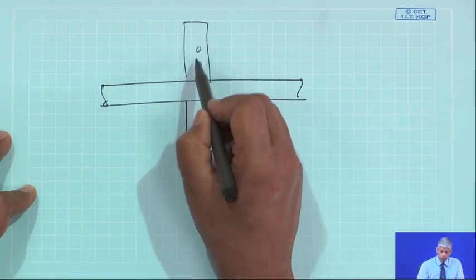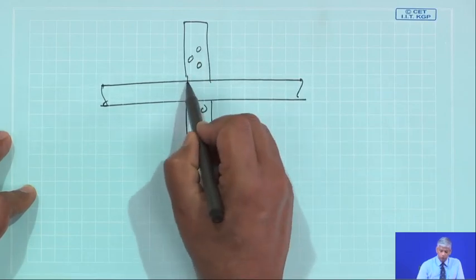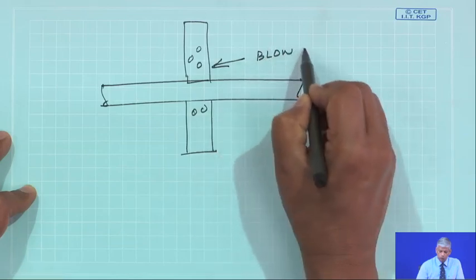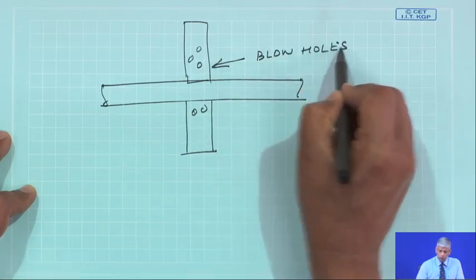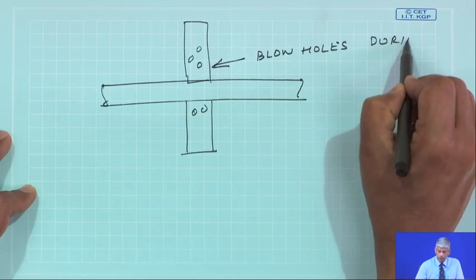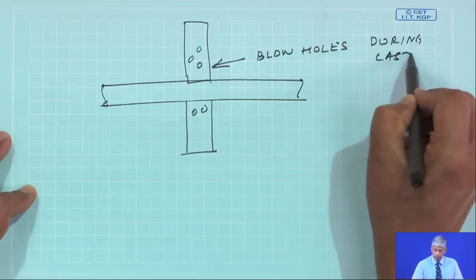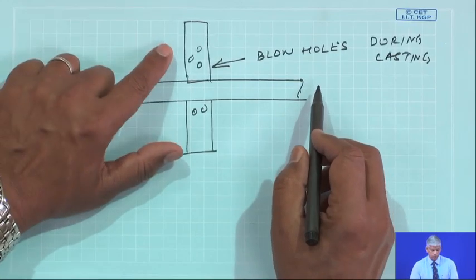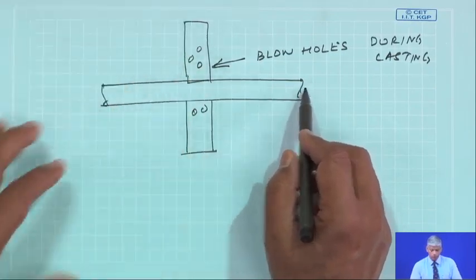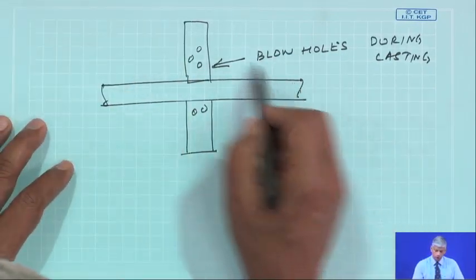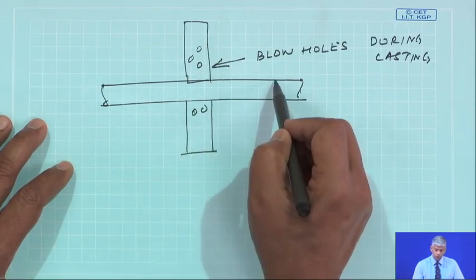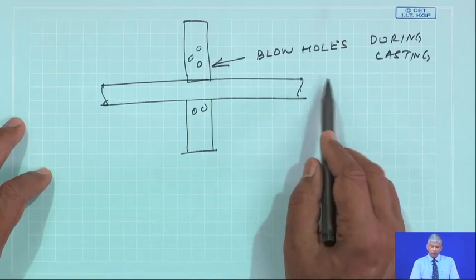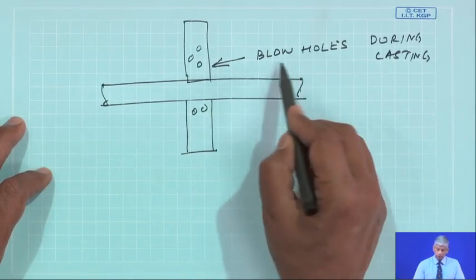If there are blowholes, because pulleys are usually cast, so blowholes during casting. For once or twice an operation, this is okay, but with time, these forces will induce stresses in these, and they are having a little problem.